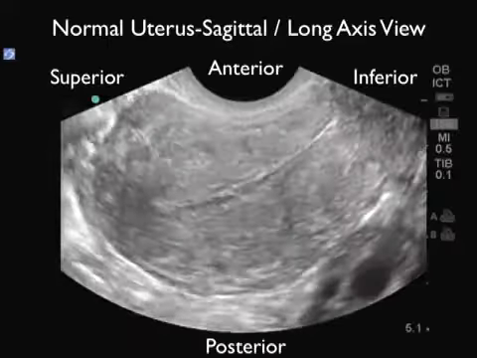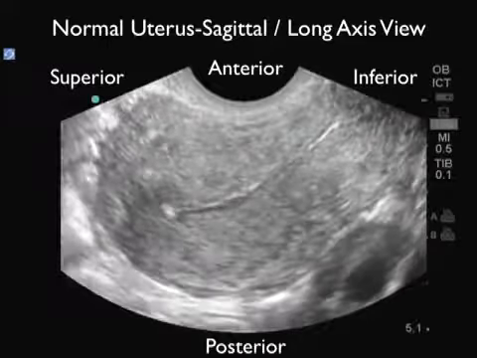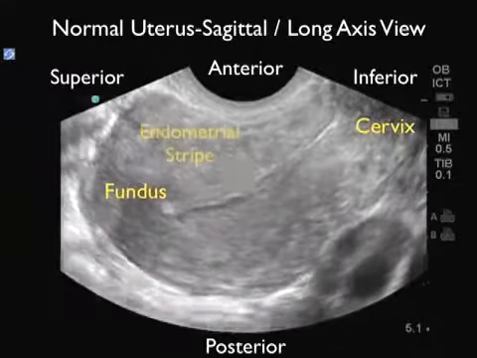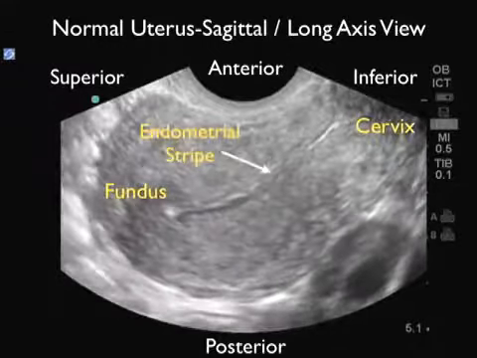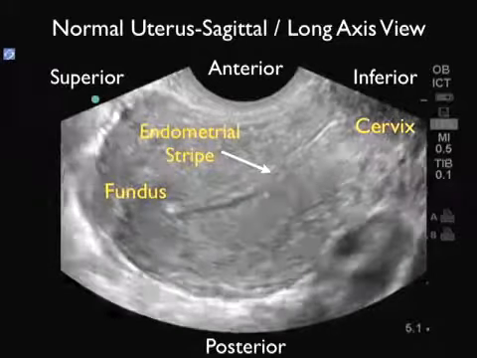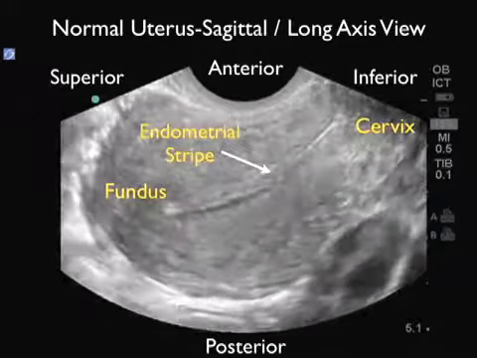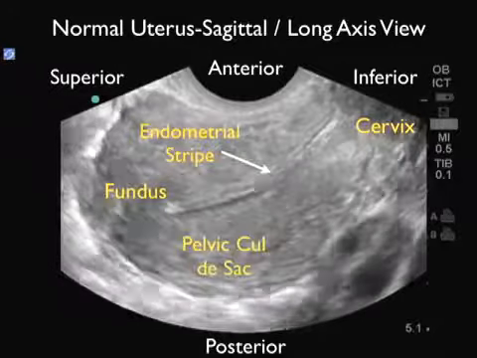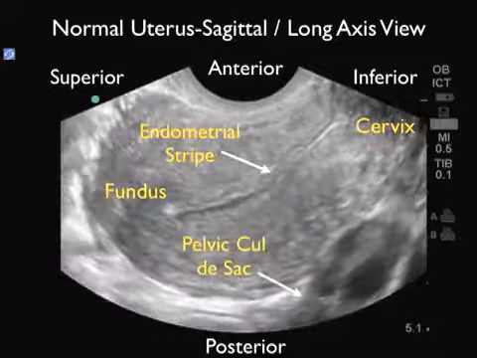Here's a typical ultrasound image as taken from the sagittal or long axis view through the female uterus. Again, we have the probe angled slightly anteriorly here so that we're imaging best through the fundal region, or the top part of the uterus. Thus, anterior is towards the top of the screen, posterior towards the bottom, superior towards the patient's head to the left, inferior to the right.